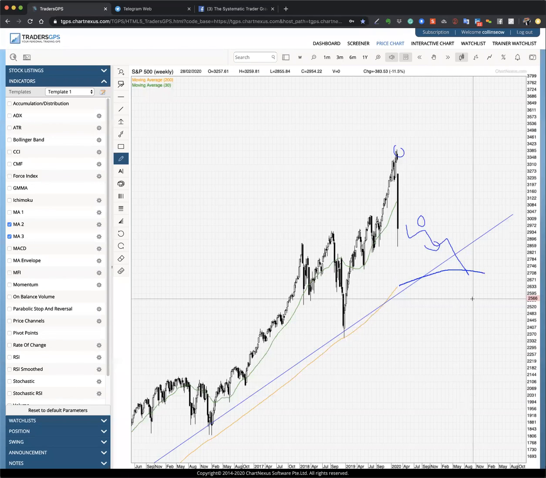Okay, so let's answer the MFC question. The question is, if you wait for the 200-week moving average to break, do you miss out on potential? It's because if you assume that right now is a correction, or if you assume right now is a bear market, and you start to short it, then you will end up being wrong. Do you follow what I'm saying?